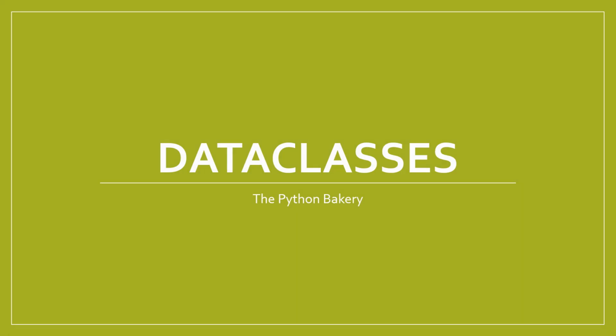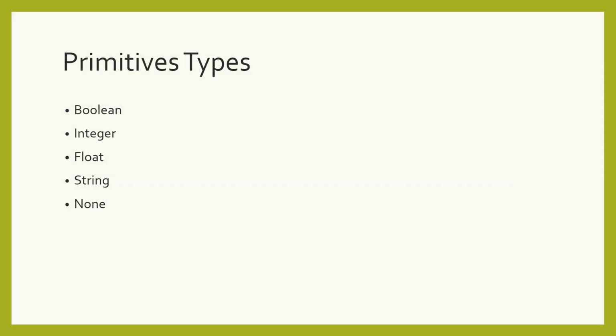Data classes. We have learned about 5 primitive types: booleans, integers, floats, strings, and the special none.